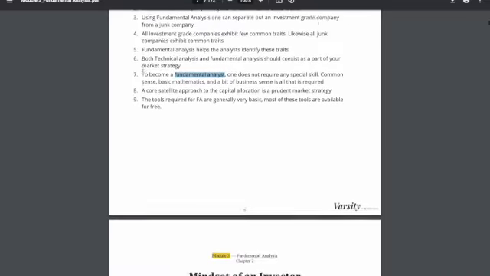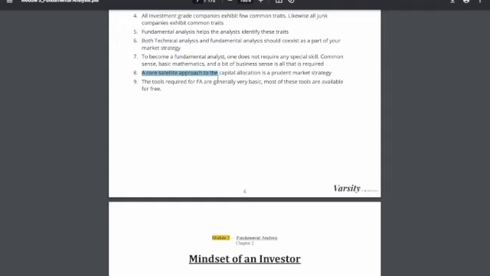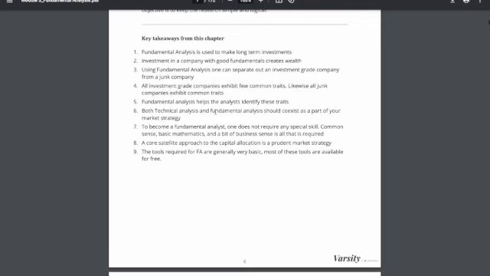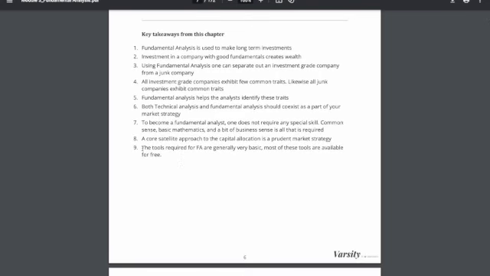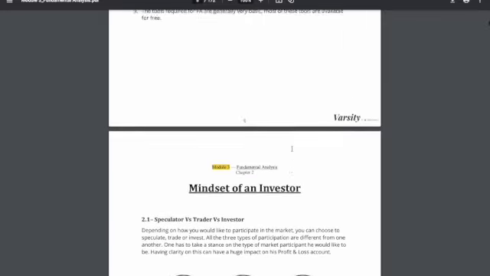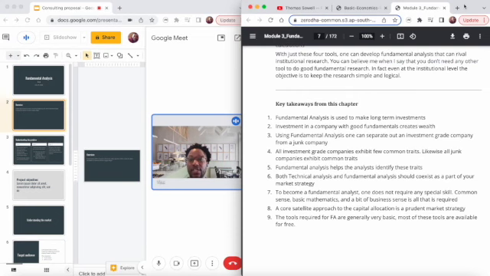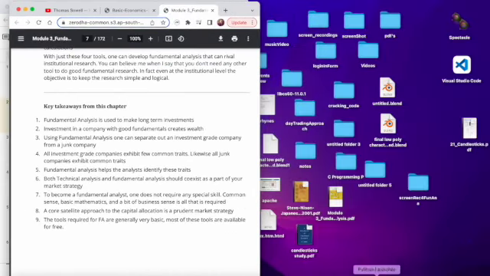Eighth key takeaway from this chapter, core satellite approach to capital allocation is prudent market strategy. So when we go to take notes, we're actually going to write this down so that we can incorporate that, because it's good to learn the jargon while learning about fundamental analysis. The ninth key takeaway from this chapter, the tools required for fundamental analysis are generally very basic. Most of these tools are available for free, if not all. We summarized the first chapter. So what we're going to do now is take notes.